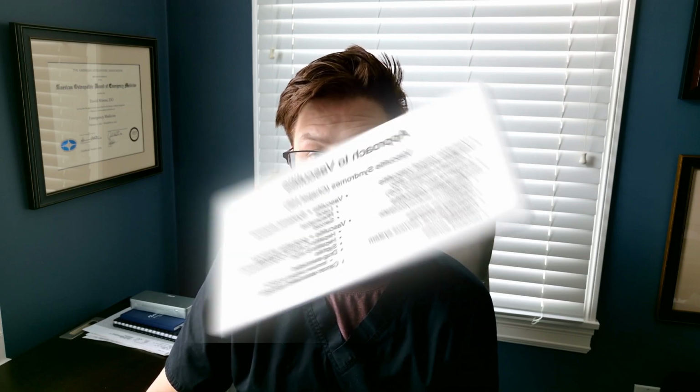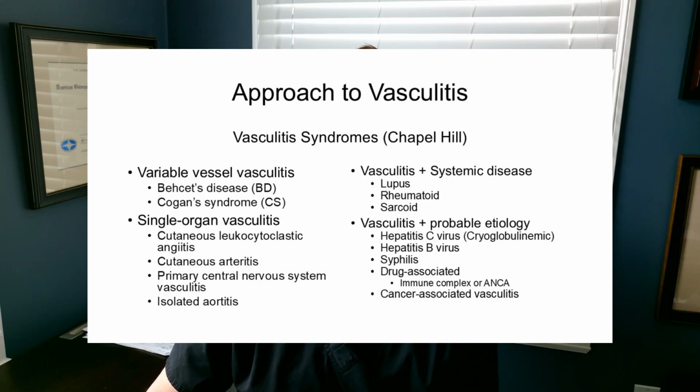This is the type of disease process you can send home because it's just a local disease process in the skin itself. Systemic diseases that cause vasculitis would be things like lupus and rheumatoid arthritis and sarcoidosis. Vasculitides that have a probable etiology would be vasculitides caused by hepatitis C, hepatitis B, syphilis. There's lots of drug associations with vasculitis, as well as many cancers can be associated with vasculitis.